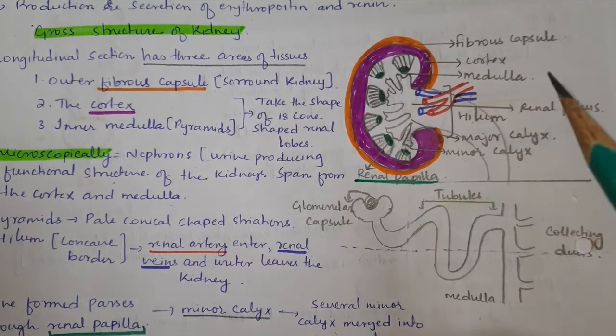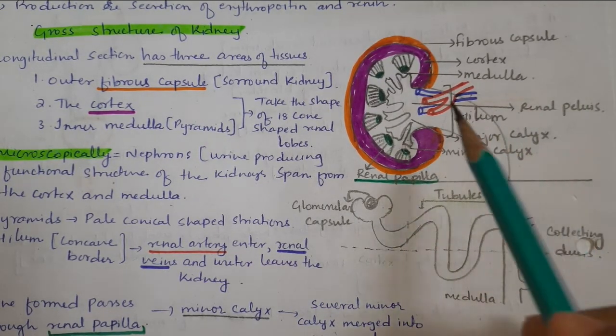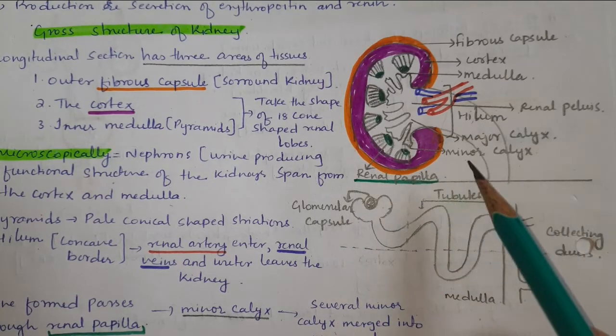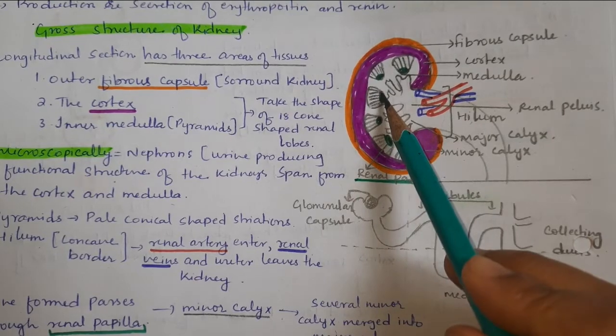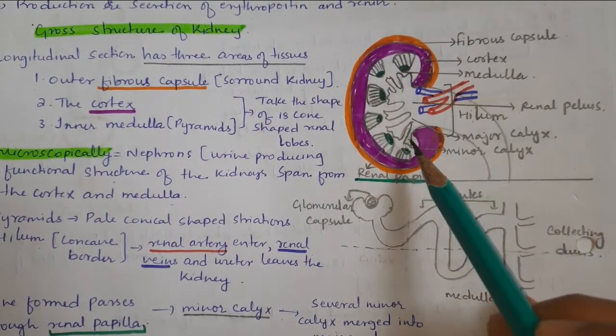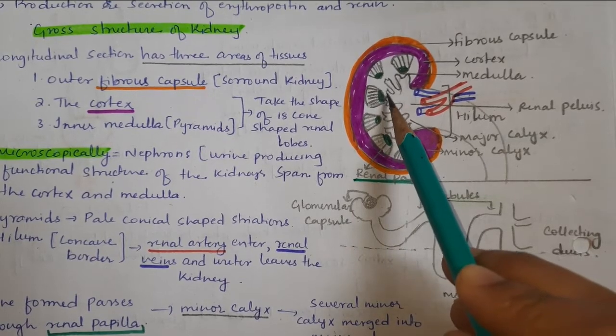So again, let us repeat that. Firstly, the urine will form in the nephrons. Then from the nephron, it will move on to the renal papilla. This green color one is the renal papilla. From that renal papilla, it will go on to the minor calyx. This small striated one is the minor calyx.